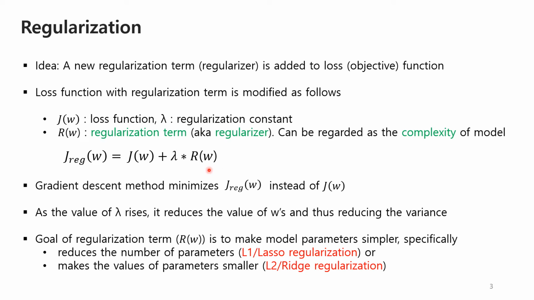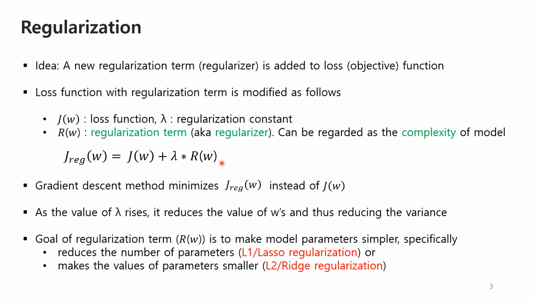So in regularization technique, these two methods are famous. Again, the question is, how do you define this RW? In other words, how do you represent the complexity of the model? The first choice is called L1 or Lasso regularization. Here, this RW is represented as the summation of the absolute value of parameters. And the second choice is called L2 or ridge regularization, and here this RW is defined as the summation of the square values of parameters.